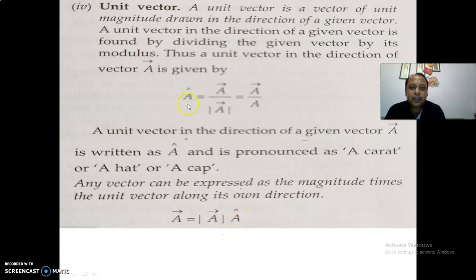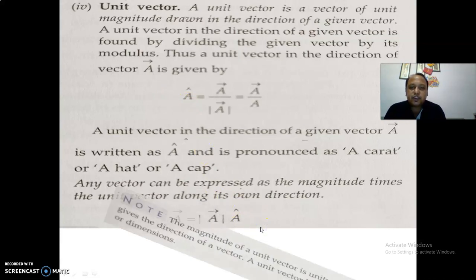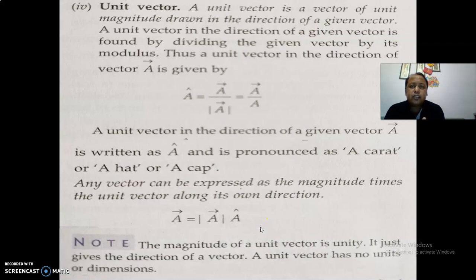As we have written here, unit vector A, that is A cap, is equal to vector A divided by modulus of A. So if we want to write vector A, it will be modulus of A, that is magnitude of A, into the unit vector which is given here. I hope this is very clear to you. This is very, very important. Unit vector, you have to always use it.